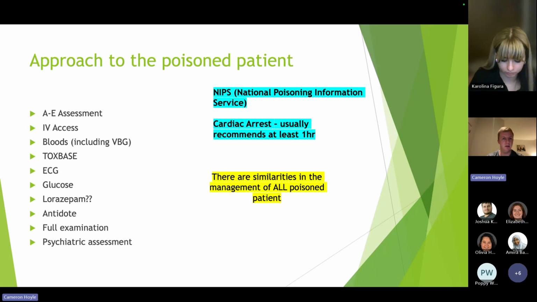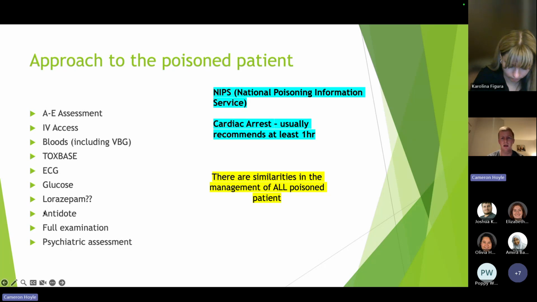ECG is really important in every single poison patient because of the ECG changes you get with lots and lots of drugs. Remember to check glucose. They might not have come in with an overdose or been poisoned. It might just be because their glucose is low, so don't forget the basics. I put lorazepam as a question mark. Obviously, you can have an overdose of lorazepam, but lorazepam will be really important if you start to get seizures as a result of the poisoning.